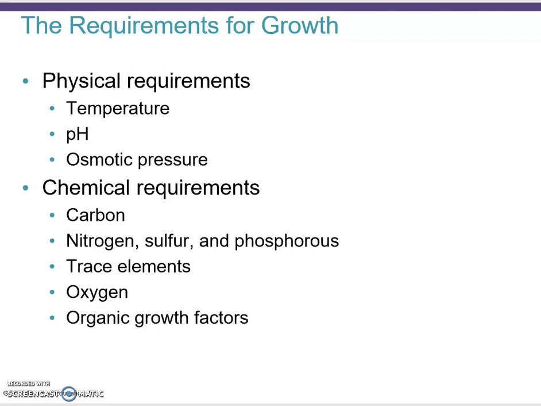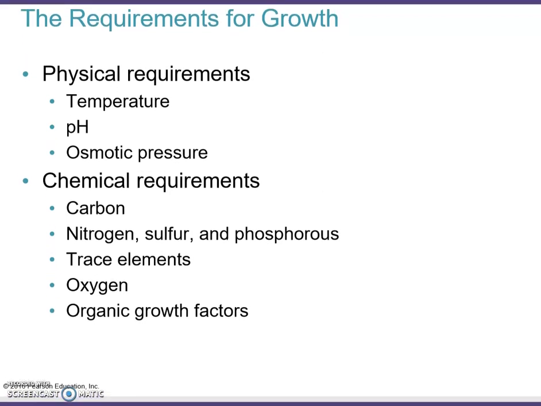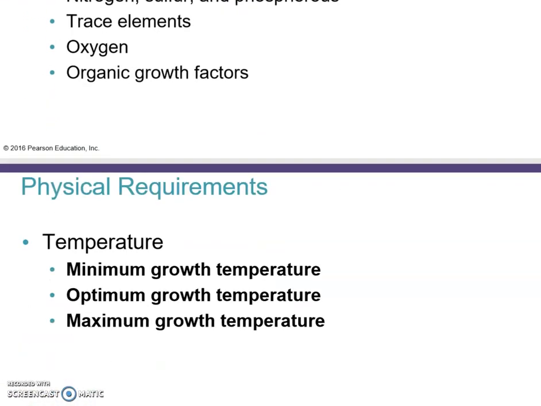Every microbe has its preferred temperature, pH, and osmotic pressure. Those are physical requirements for that particular microbe's growth, and it's quite different for different microbes. Chemical requirements include a carbon source, nitrogen, sulfur, phosphorus, in various amounts for various microbes. Some require also trace elements, oxygen, organic factors. Those would be chemical requirements.